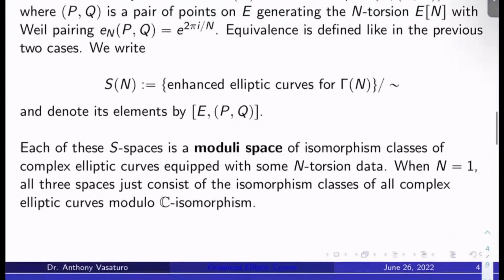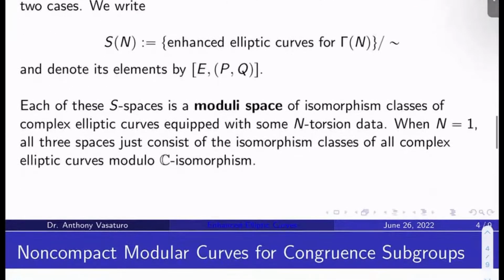Okay? And so what's going on here? Each of these S spaces, S0 of n, S1 of n, and S of n, is a moduli space, what we call a moduli space of isomorphism classes of complex elliptic curves. And each of those curves has been equipped with some kind of n torsion data, whether it's a cyclic subgroup of order n, a point of order n, a basis for n torsion, something like that.